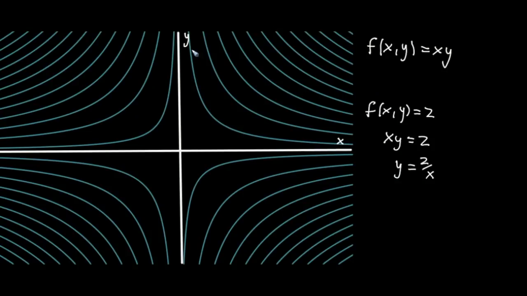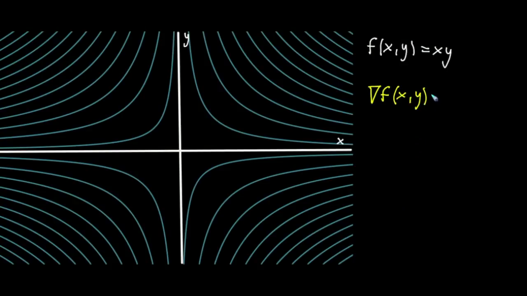And now I want to take a look at the gradient field. And the gradient, if you'll remember, is just a vector full of the partial derivatives of f. Let's just actually write it out. The gradient of f, with our little del symbol, is a function of x and y, and it's a vector-valued function whose first coordinate is the partial derivative of f with respect to x, and the second component is the partial derivative with respect to y.